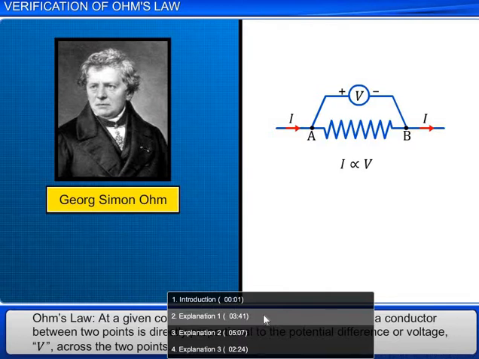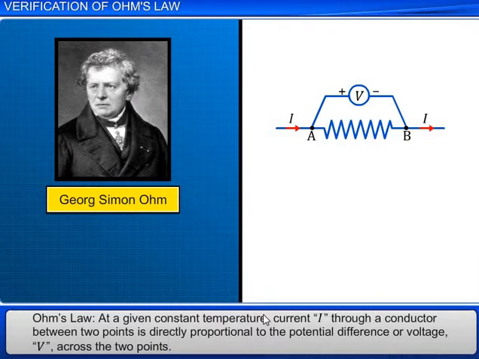Potential. Ohm's law states that at a given constant temperature, current I through a conductor between 2 points is directly proportional to the potential difference or voltage V across the 2 points. Thus, the ratio V to I is constant and is called the resistance R of the conductor.